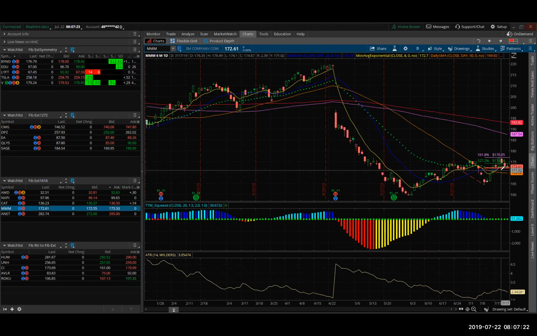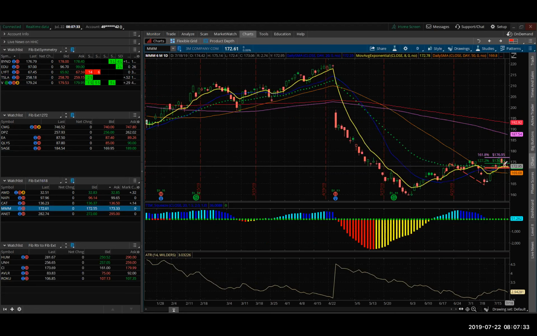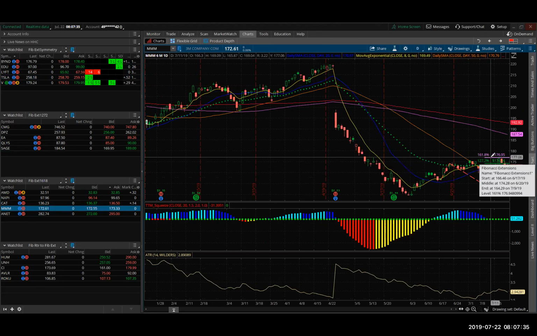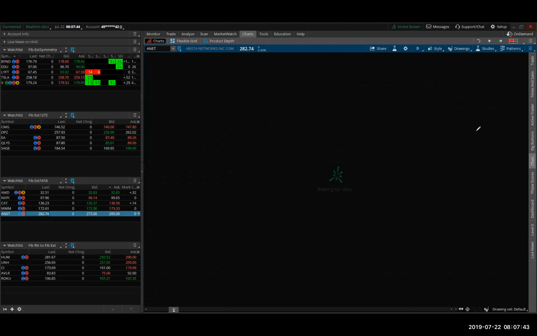So Triple M, here it goes. They have earnings coming up as well, right? On the 25th. So Triple M, here we go, went right up to that 1618 and pulled back. And again, if you didn't know this was there, you wouldn't realize that it can stop and it can reverse here. Very important for your trading decisions.